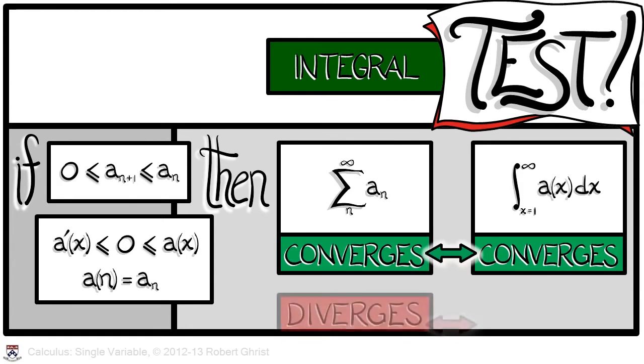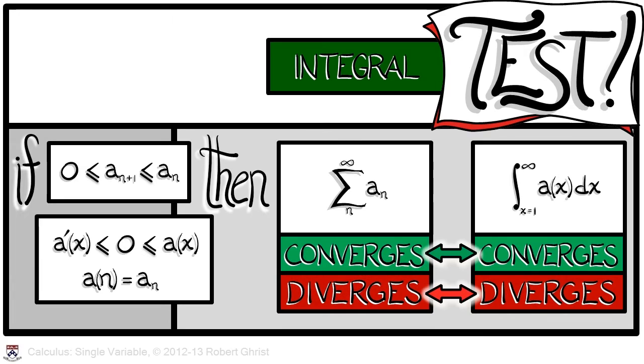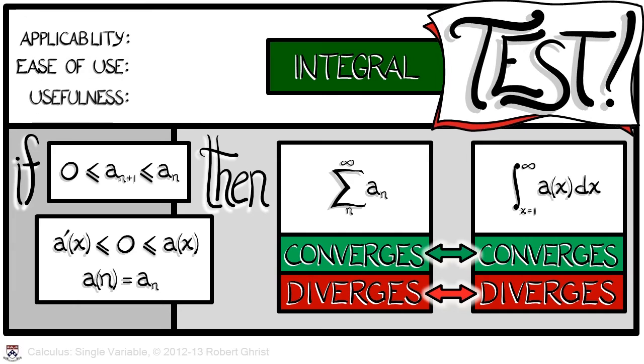And these both have the same convergence or divergence. If one converges, so does the other. If one diverges, so does the other. Now, in terms of applicability, this test is not stellar. It has some strict hypotheses. And in terms of ease of use, this is also not the simplest test, since improper integrals can be tough. Its overall usefulness is limited, but there are several key examples where it works well.